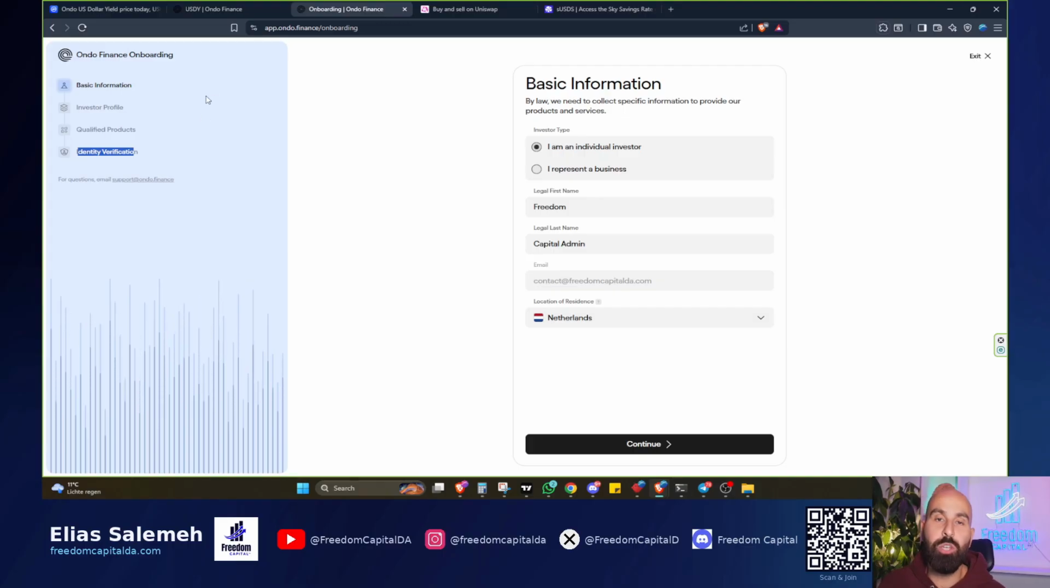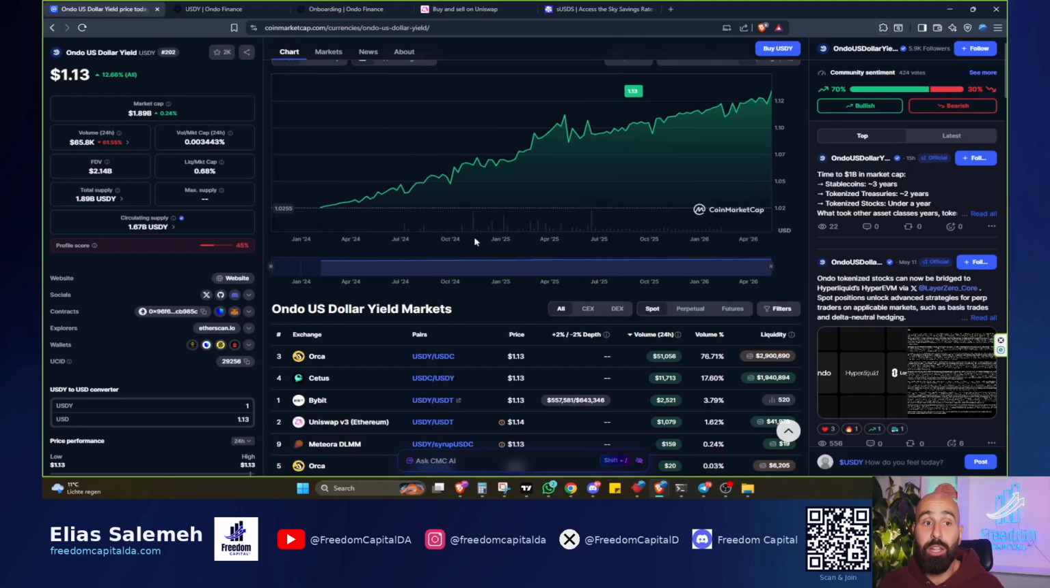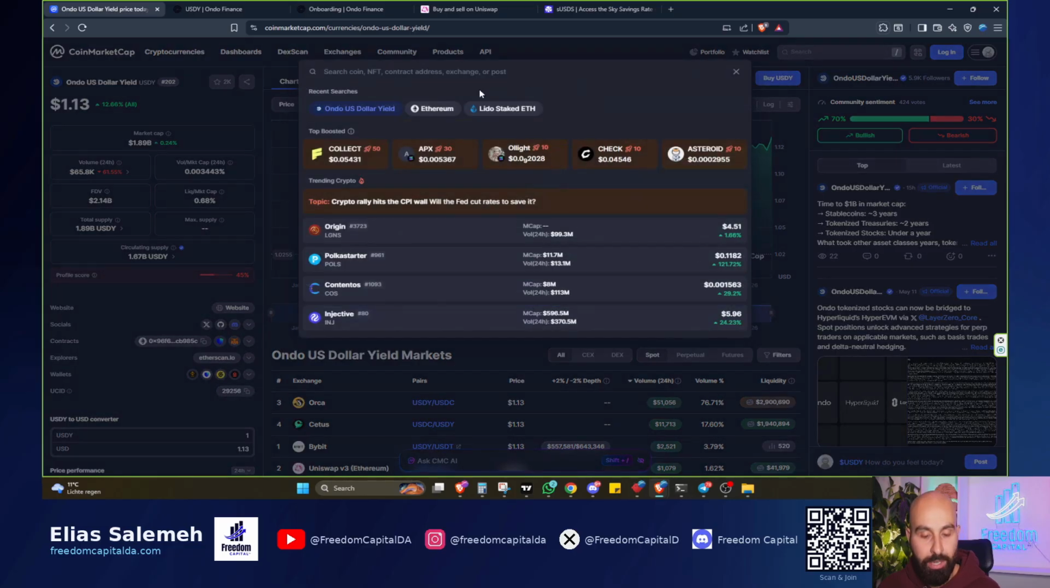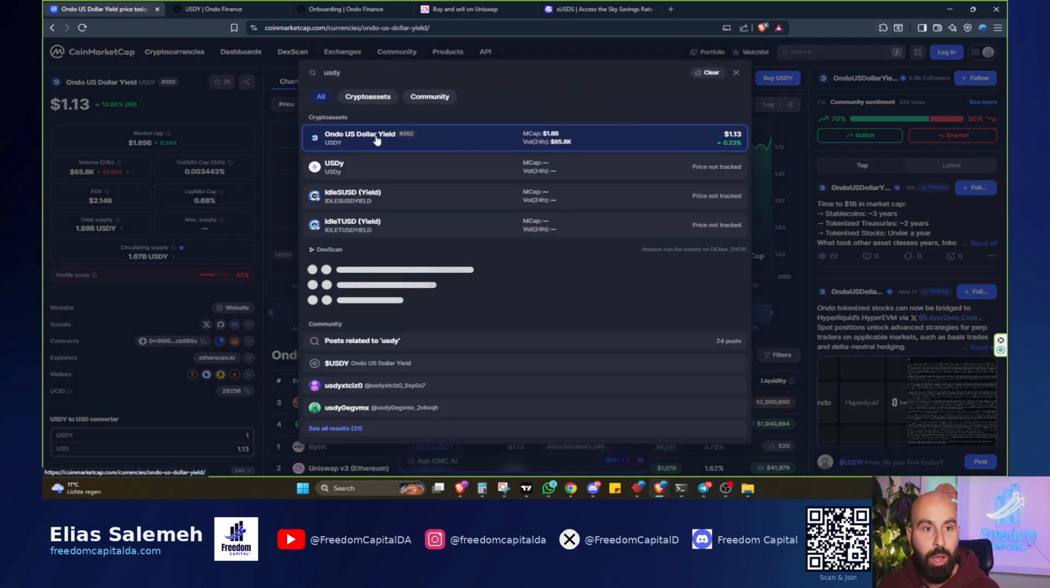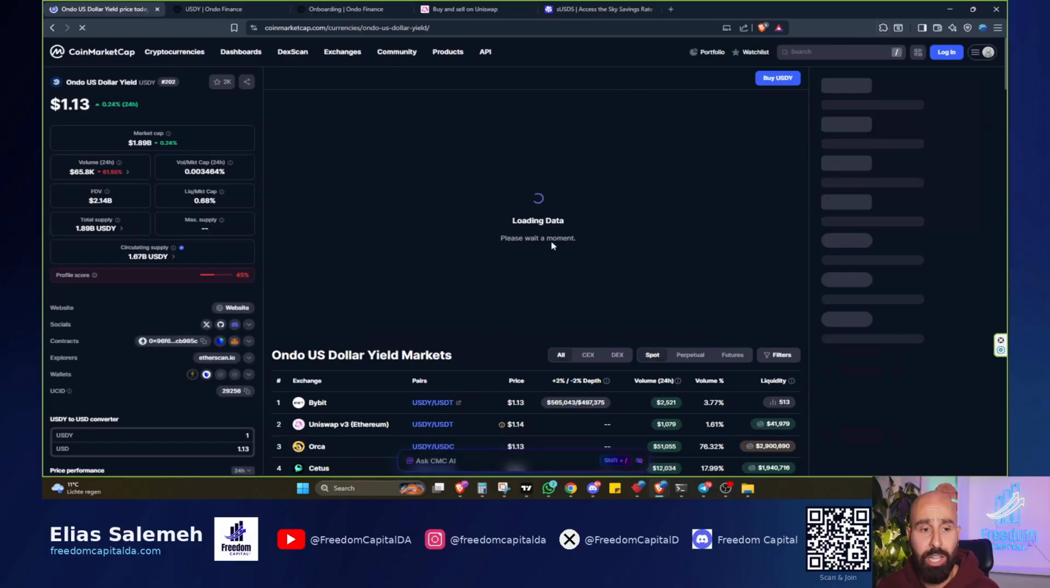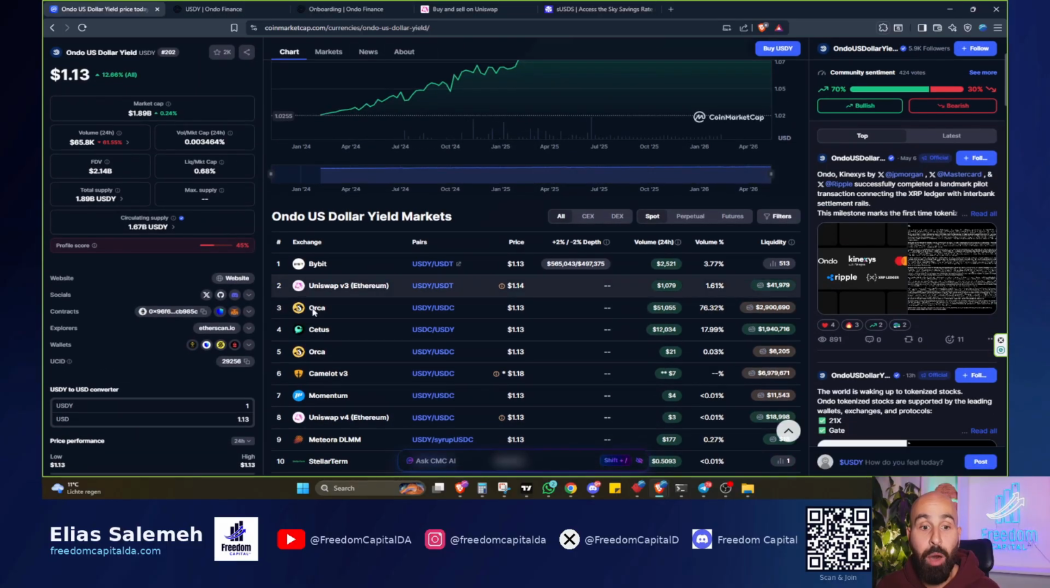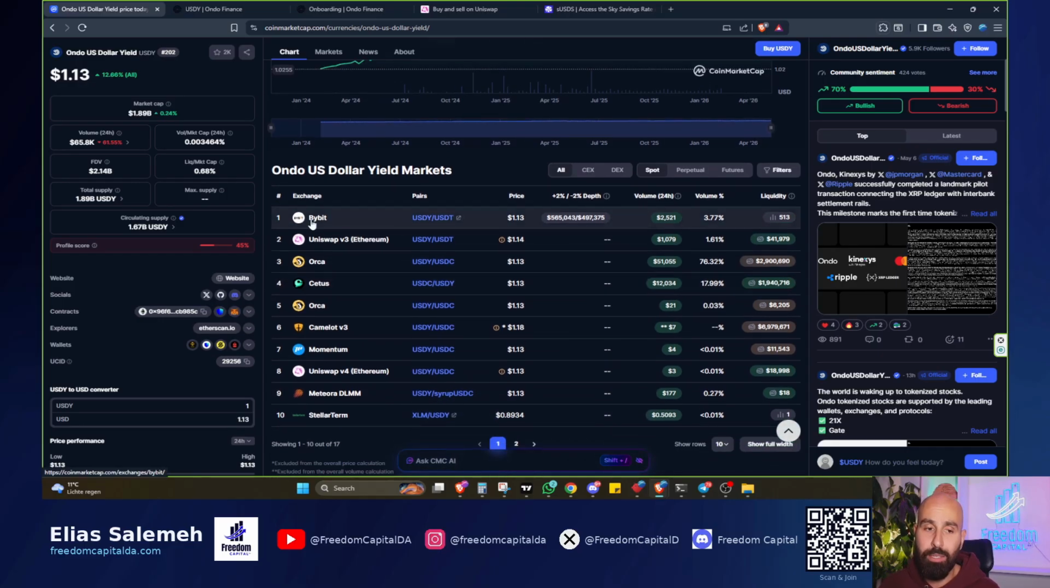Here's the second strategy where you can basically get your hands on USDY without needing to go through identity verification. The second way is to buy USDY on the secondary market, peer-to-peer, directly on a decentralized exchange. Now, if you want to know where you can buy this token, go to CoinMarketCap, click on USDY in the search bar. And then once you have this page open, you scroll down to the markets section.